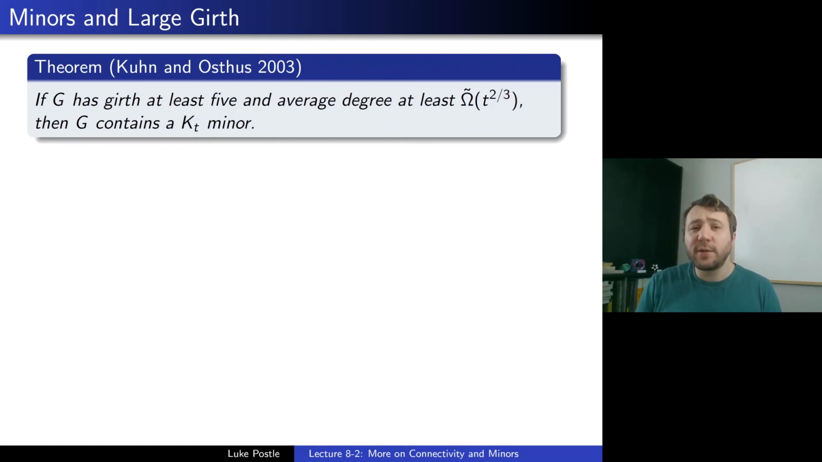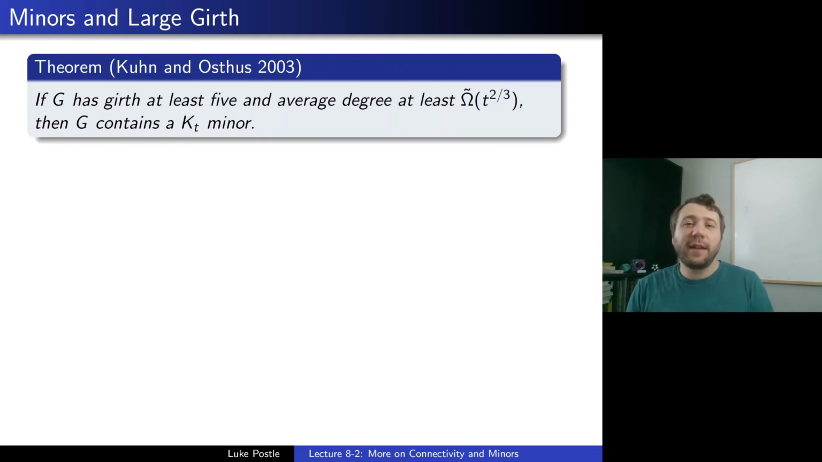Kühn and Osthus in 2003 showed the following: if G has girth at least 5 and average degree at least Ω̃(t^{2/3}), then G contains a K_t minor. So Bollobás–Thomason said t√(log t) was needed, but if you impose further conditions, so high girth, excluding triangles and 4-cycles, you can get it down to t^{2/3}. Except what's that tilde? It's hiding polylog terms.